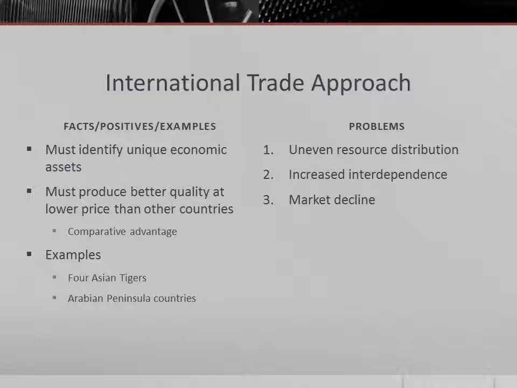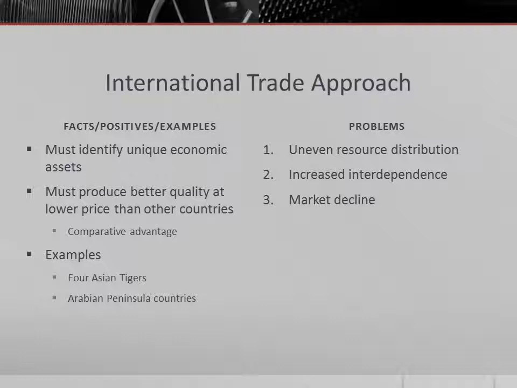And then in addition to that, there's also going to be increased interdependence, which can be a good thing, can be a bad thing, depending on your stance on dependence. If you want your country to produce everything that it does, then self-sufficiency might be the approach. However, if you're okay depending on food and products and things like that coming from other countries, then the international trade approach is the way to go.